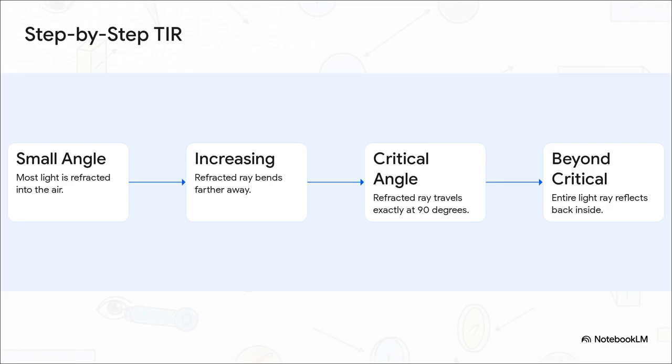Step 3. And here is the magic moment, the critical angle. When we hit this exact, precise angle, the refracted ray bends a full 90 degrees. It doesn't escape into the air, but it doesn't reflect back either. It just skims perfectly along the surface boundary. Step 4. Once we push that light just a tiny fraction of a degree beyond that critical angle, refraction is instantly impossible. No light escapes. 100% of the beam is reflected completely back inside the glass.